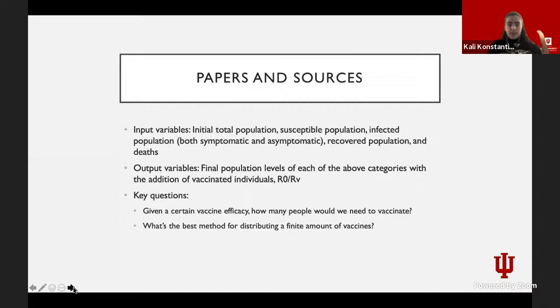And a couple of key questions that I wanted to look at in my model were, given a certain vaccine efficacy, how many people would we need to vaccinate? And what's the best method for distributing a finite amount of vaccines?